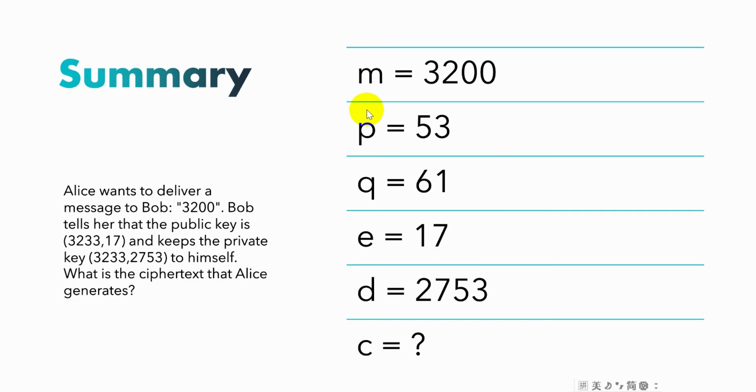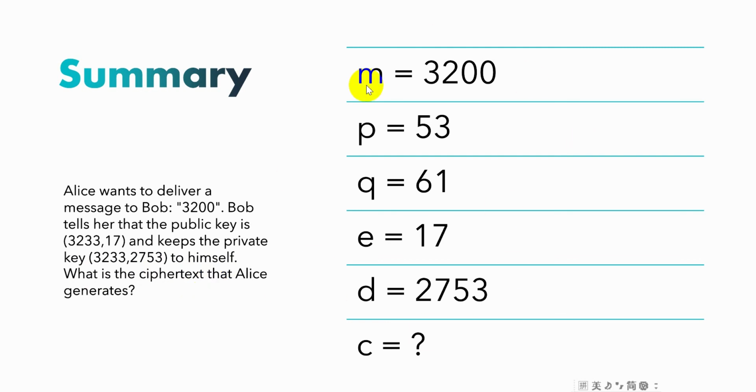So, summary of our example. Alice wants to deliver a message to Bob. Her message is 3200. Bob tells her that the public key is 3233, 17, but he keeps the private key 3233, 2753 to himself. What is the ciphertext that Alice generates?